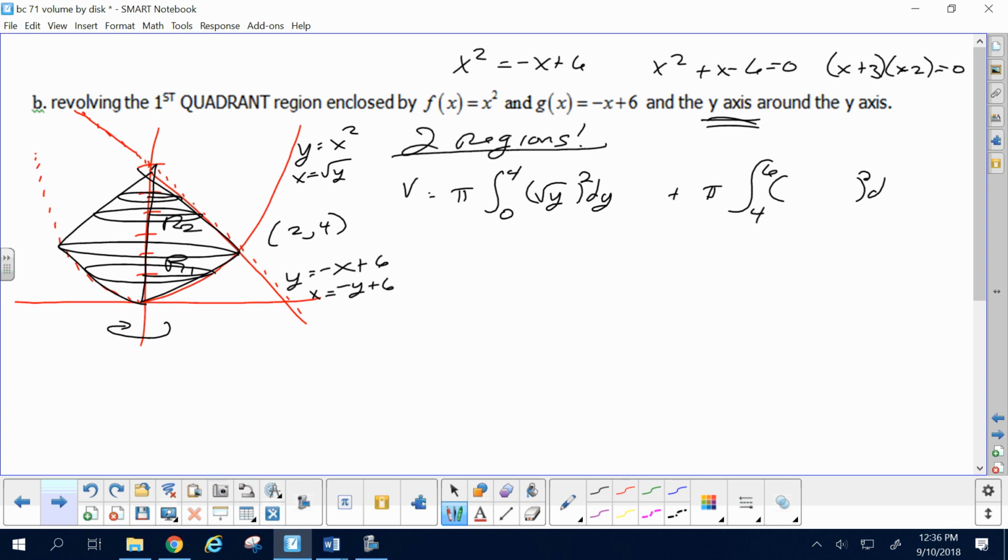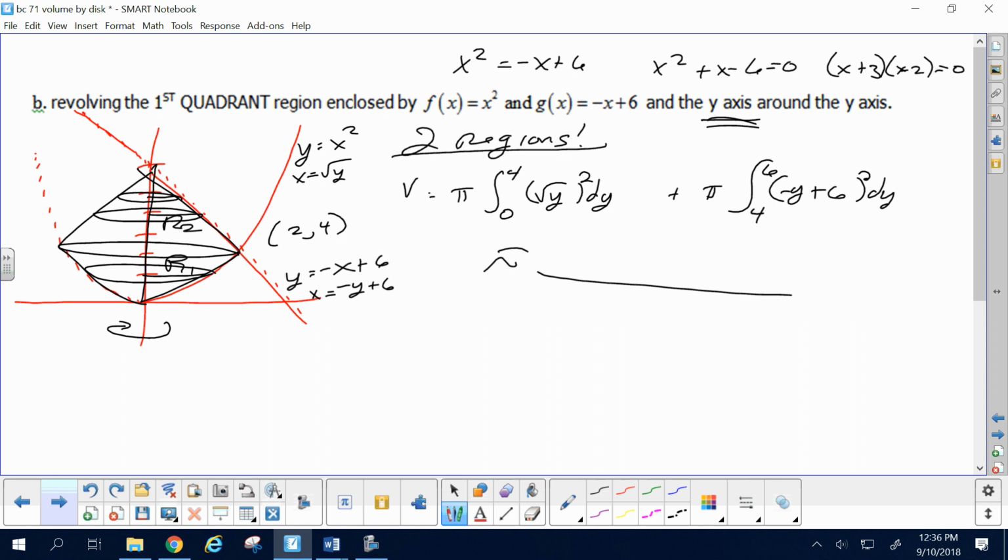Okay. So is your integral set up something like pi times the integral of the square root of y squared from 0 to 4, and pi times the integral of negative y plus 6 quantity squared from 4 to 6? Is that about what you have? Okay, whatever the answer is.